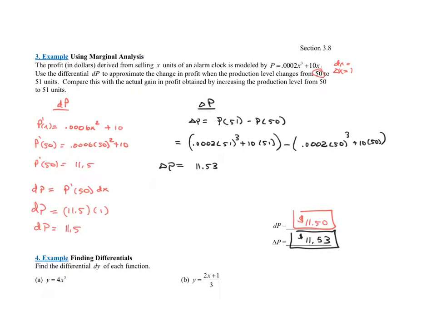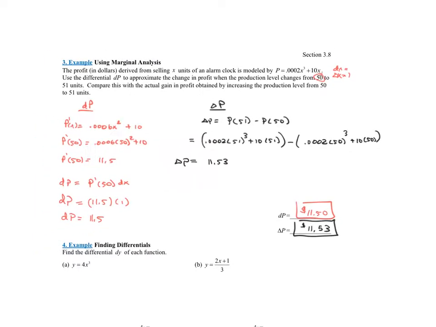That's how marginals are used, and the idea is, yeah, we did actually have the 51st unit data here, but in the real world, you'd be at the 50th and you'd be wondering what's going to happen for the 51st, and you could use differentials to help estimate the future.